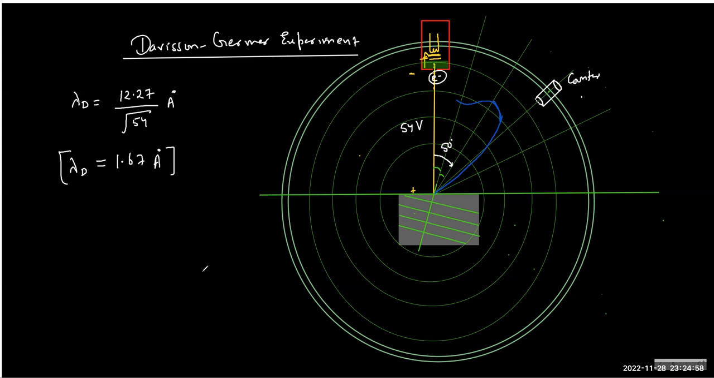So what is that dimension? Let me tell you. So the nickel lattice spacing d is 2.15 angstrom. How much? 2.15 angstrom. So to understand Bragg's law in this particular case as well, let me go to the next page.